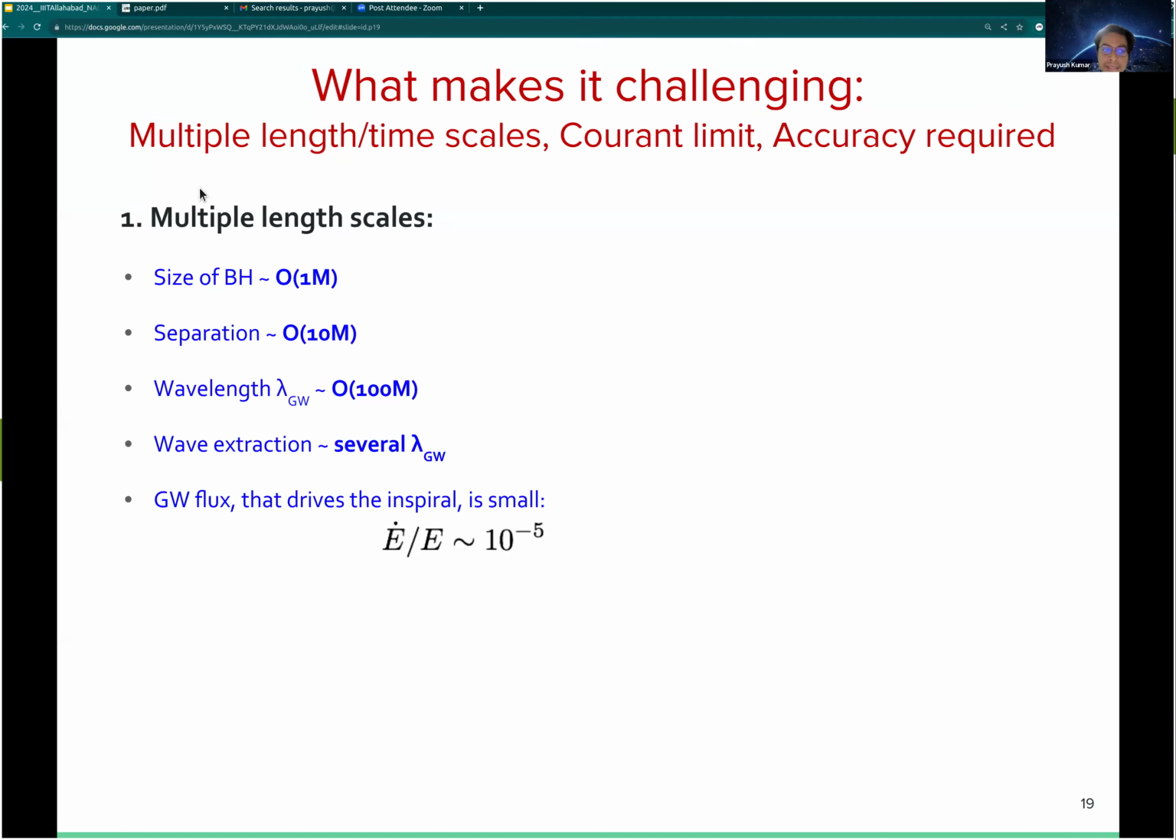Okay. So what makes this process challenging? There are many reasons. The first of them is that we have many length scales in the system. We have the size of the black hole. Then we have the separation between the black holes, which is approximately a factor of 10 larger than the size of these horizons. Then the gravitational waves that we want to actually record may have wavelengths 2 orders of magnitude larger than the size of the horizons. So if we want to simulate them in a box, then that box has to be at least several of these wavelengths large in order to reliably extract these gravitational waves. So this puts a 3 to 4 order of magnitude separation between the smallest and the largest length scales that one must resolve at all times, right?